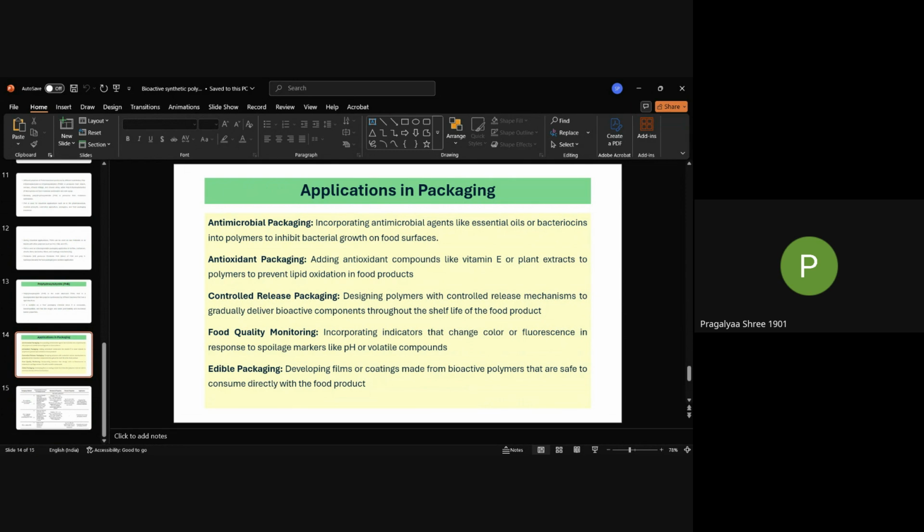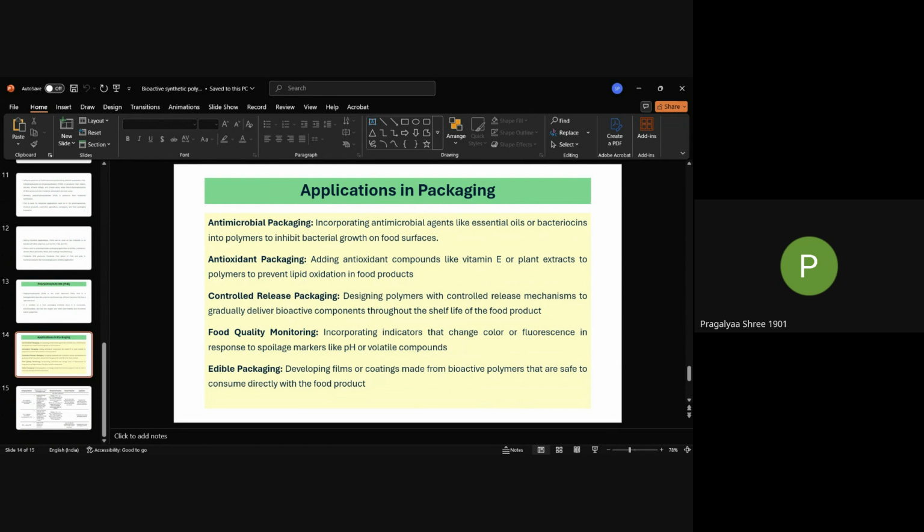So what are all the applications in food packaging of the bioactive synthetic polymers? They are used as antimicrobial packaging, incorporating antimicrobial agents like essential oils or bacteriocins into the polymer material to inhibit the growth of microorganisms on food surfaces. Then antioxidant packaging, adding antioxidant compounds like vitamin E or plant extract to polymers to prevent oxidation in food products. Then controlled release packaging. Some packaging materials are designed with a controlled release mechanism, which will constantly deliver the bioactive components into the food substances.